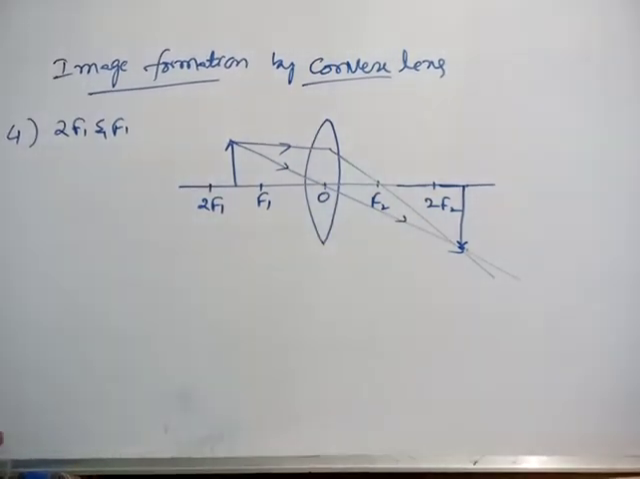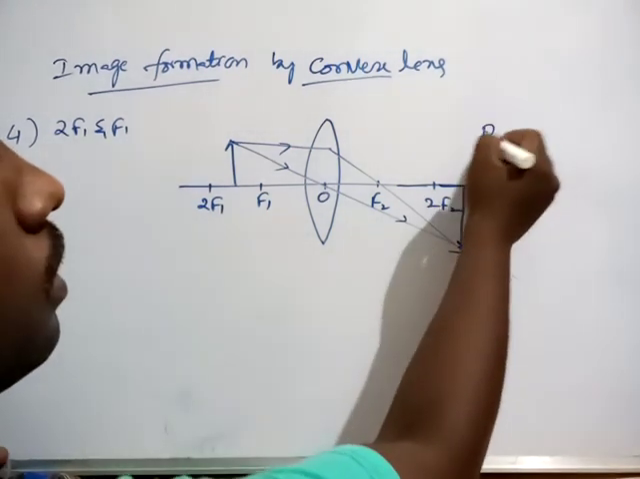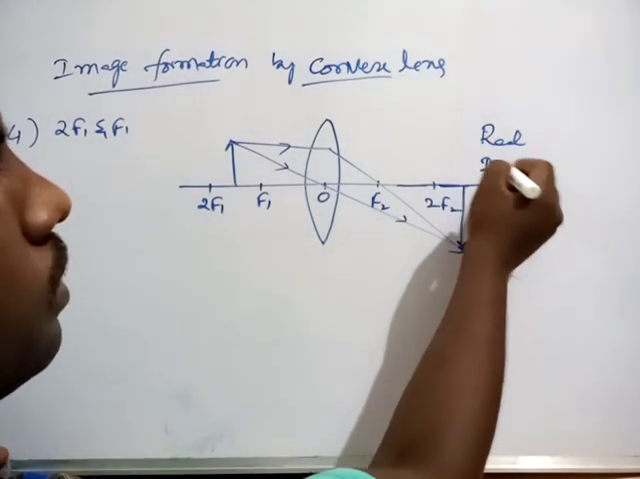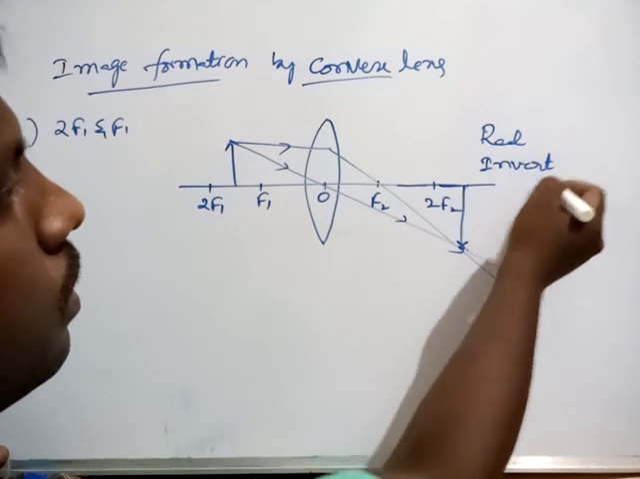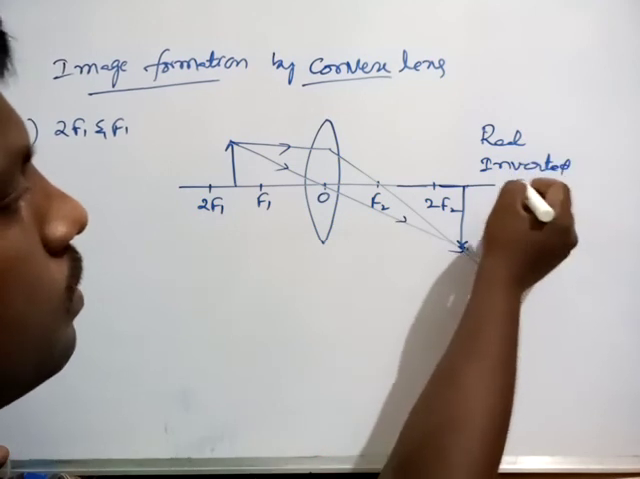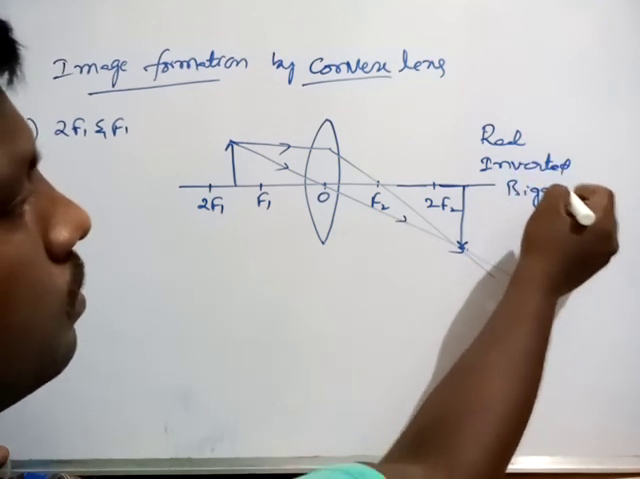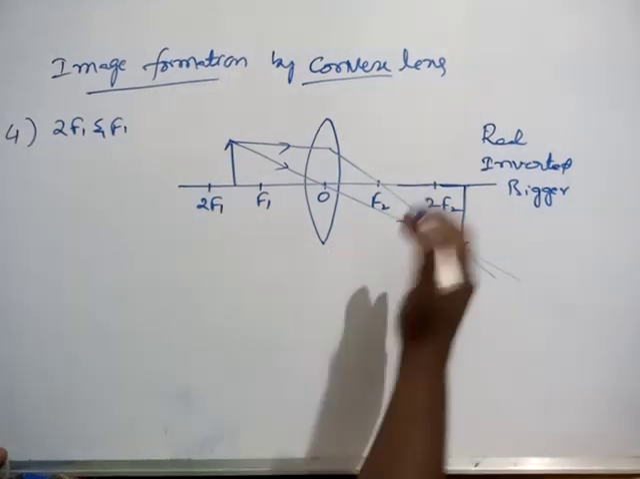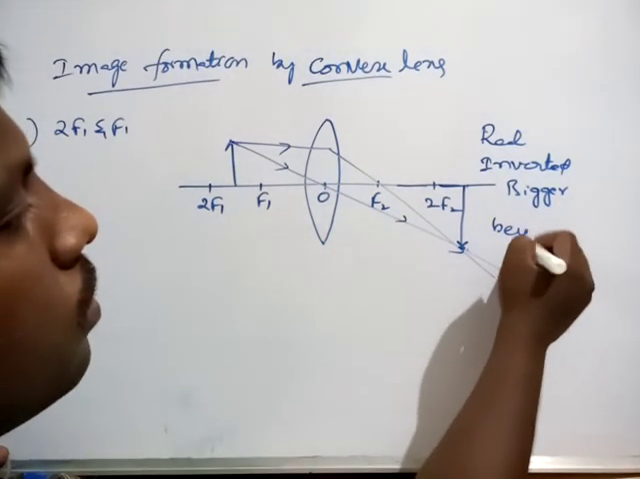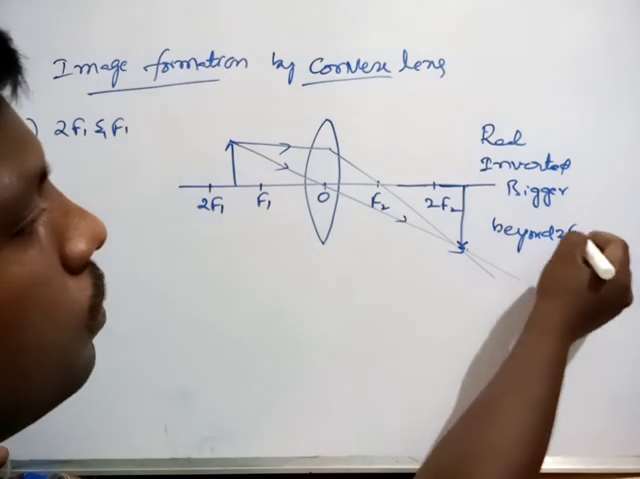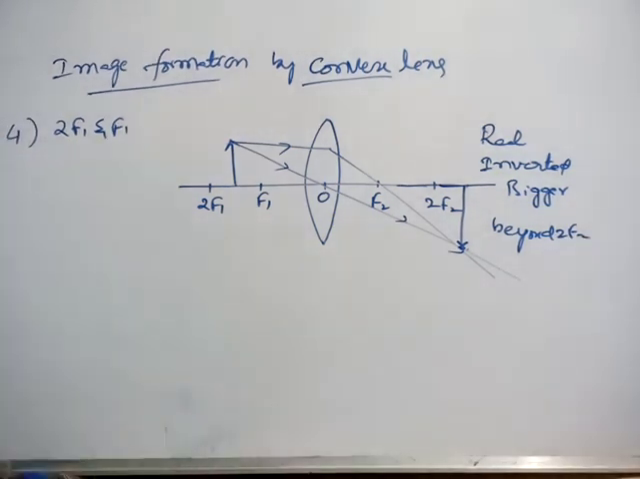So what is the nature of the image? The nature of the image is real, inverted, bigger in size, and formed beyond 2F2. The image is formed beyond 2F2. This is the nature of the image.